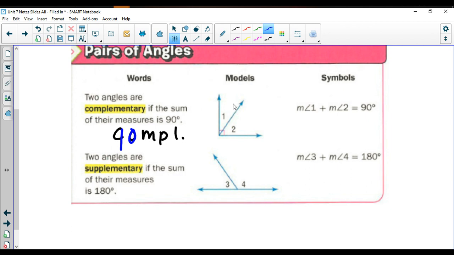Now, the picture that's here actually has the two angles adjacent to each other. They share a common vertex and a common side, but these are allowed to be two separate angles as well. So we'll see that shortly in a couple of examples.